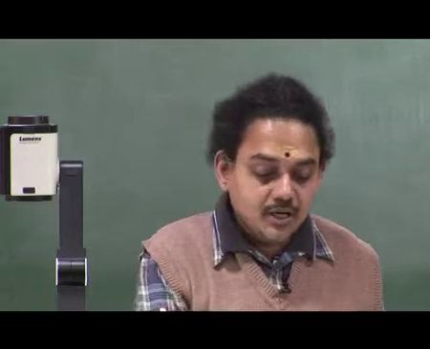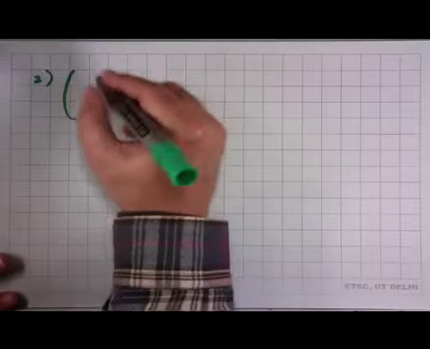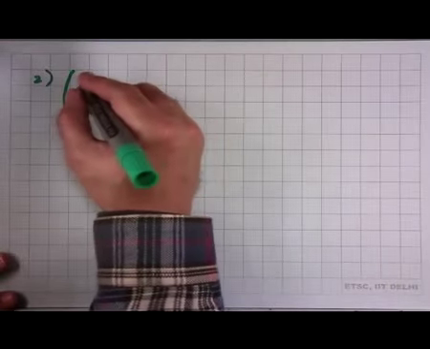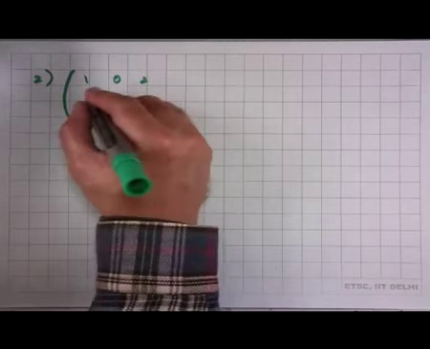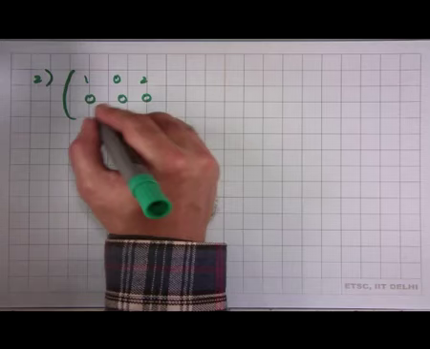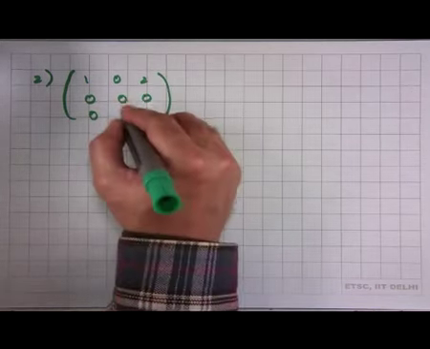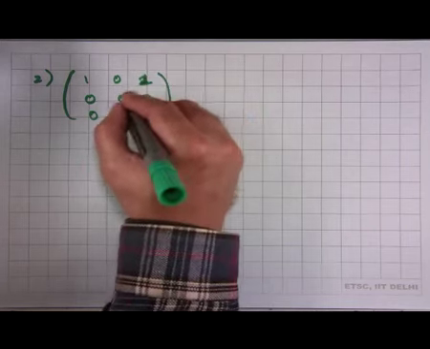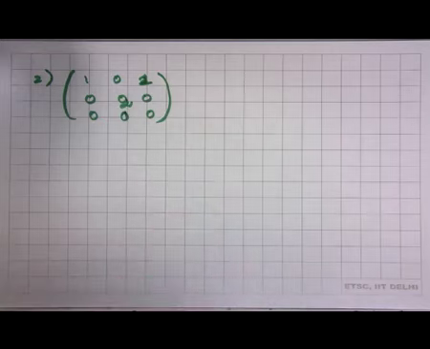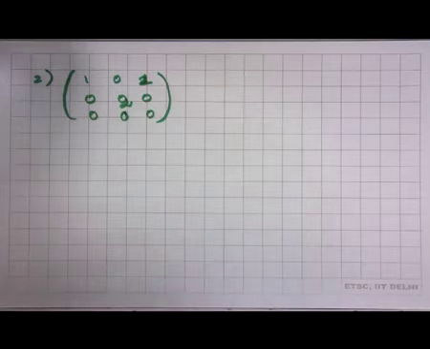Let us look at another example. Second one, the same thing. So, let us swap the second and third rows: 1 0 2, 0 0 0, 0 1 0. So, you have 0 here, 1 0 1, 1 2 0. Right. So, this is the matrix that you have: 1 0 1, 0 2 0, 0 0 0.